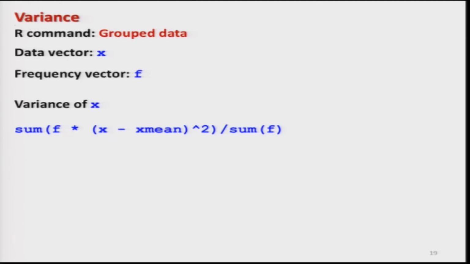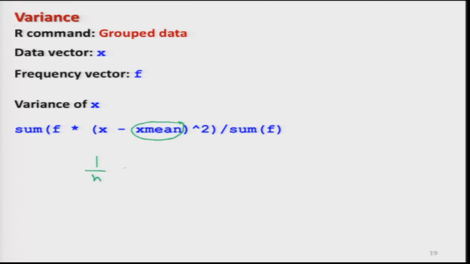Now, we are going to consider the case when we have grouped data. In the case of grouped data, you know that there is no built-in command in the base package of R. So, I need to compute the mean value of the given data set separately, along with the midpoints from the frequency table and the frequencies from the frequency table.